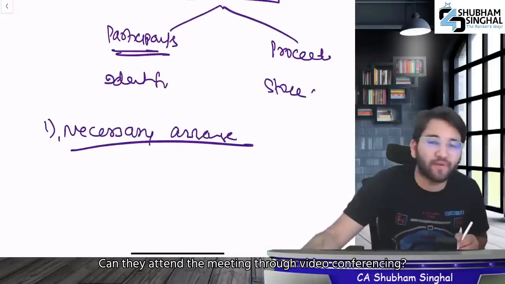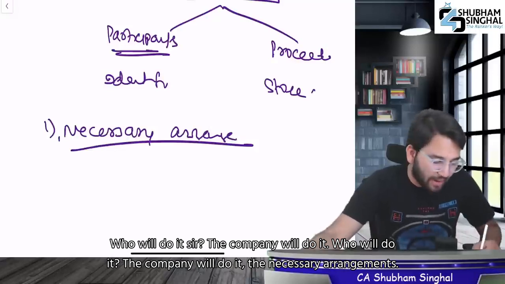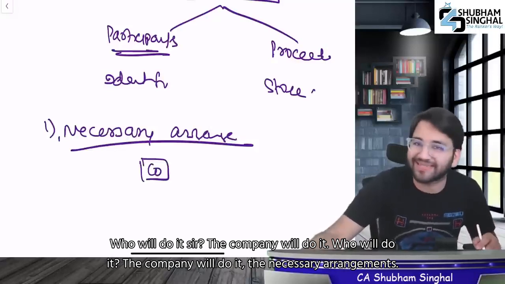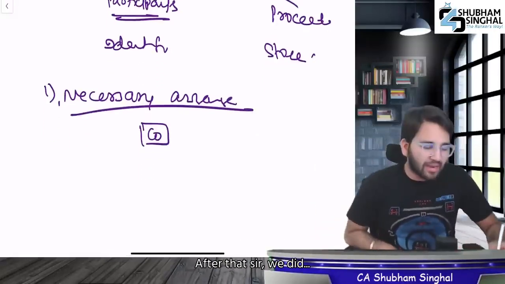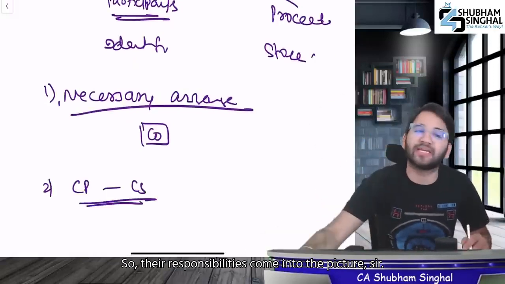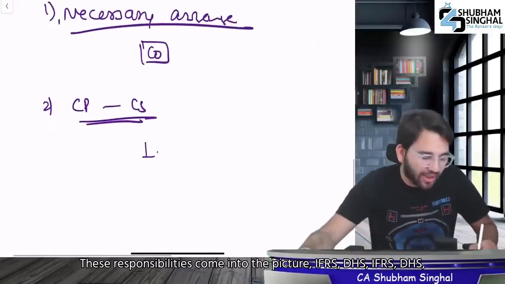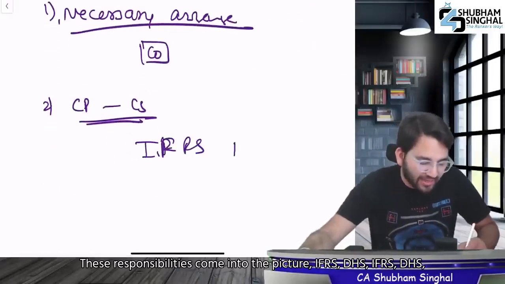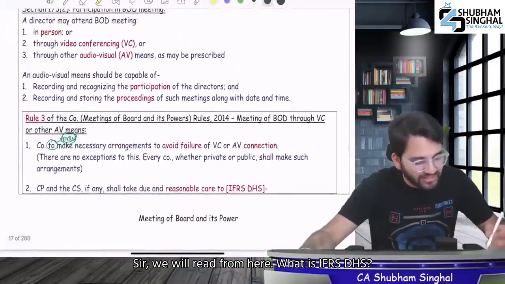Can they attend the meeting through video conferencing? Who will do it? Company will do it. Who will do it? Company will do arrangements. After that, he said that the company's chairperson and company secretaries and their responsibilities come. What are the responsibilities? IFRS, DHS, okay. Now, what is IFRS, DHS?